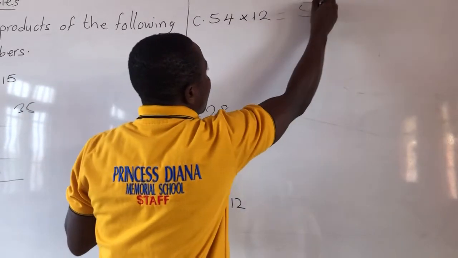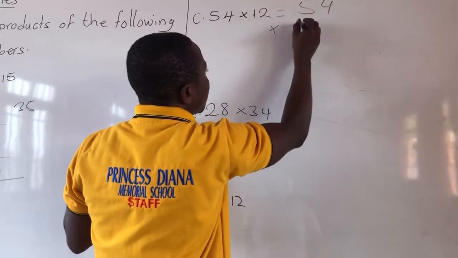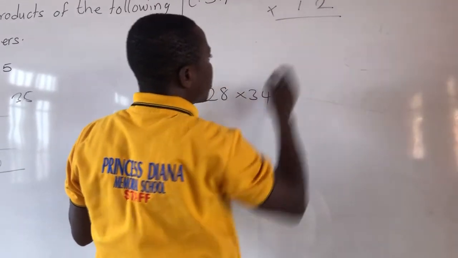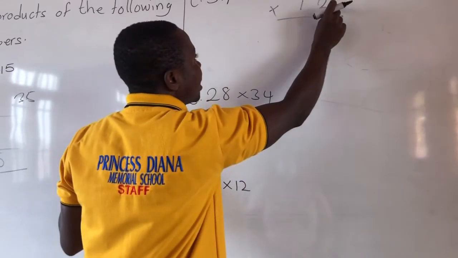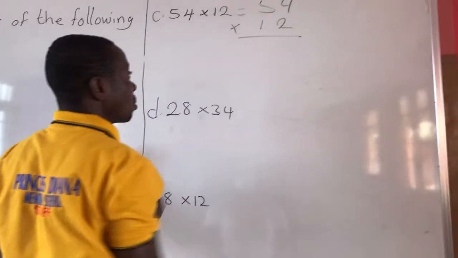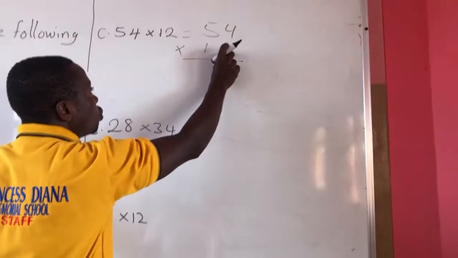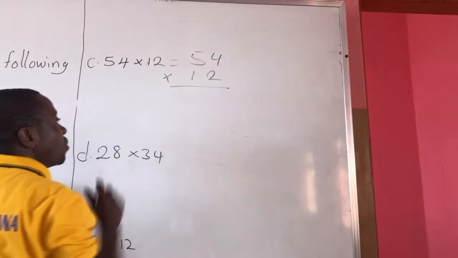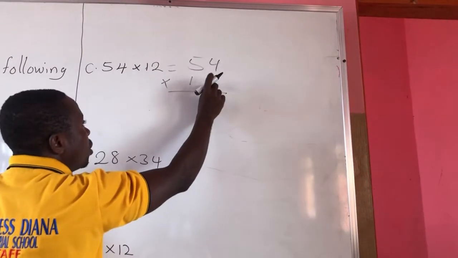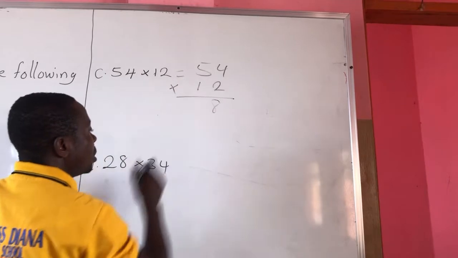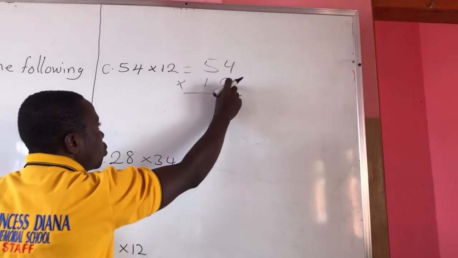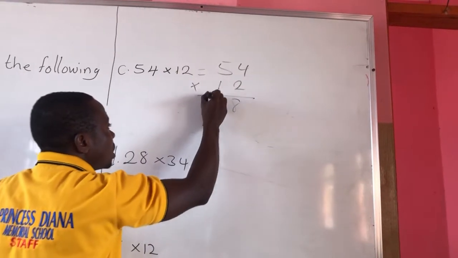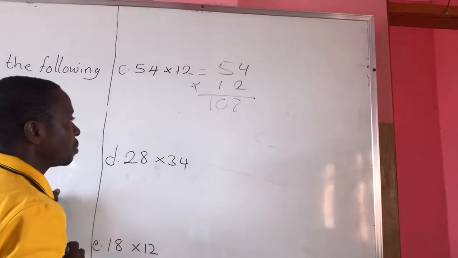We have 54 times 12. Now we are taking each digit one by one. So we take the 2 to multiply 2 by 54, then we take the 1 to multiply 1 by 54. We start with the 2. 2 times 4 is 8. Then 2 times 5 is 10. You write 10.